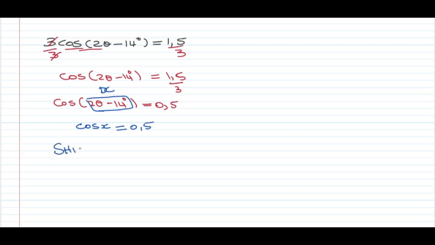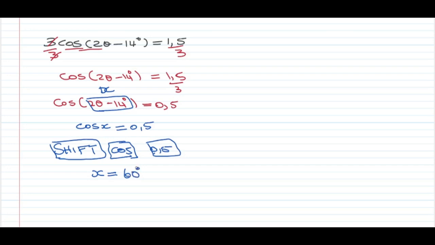Remember, how do we solve for x? On your calculator, you press shift, then cos, then put 0.5. When you put that on the calculator, you get x to be 60 degrees. Now remember, x is 2 theta minus 14, so I can put 2 theta minus 14 degrees equated to 60.